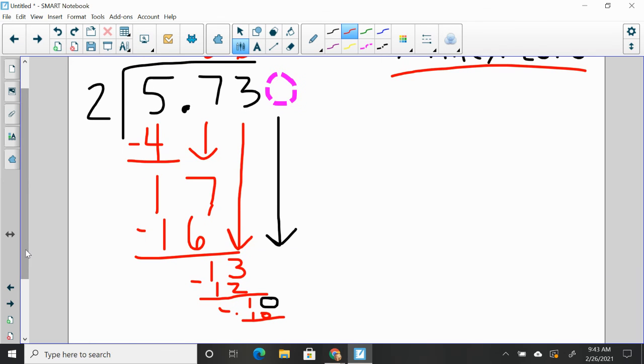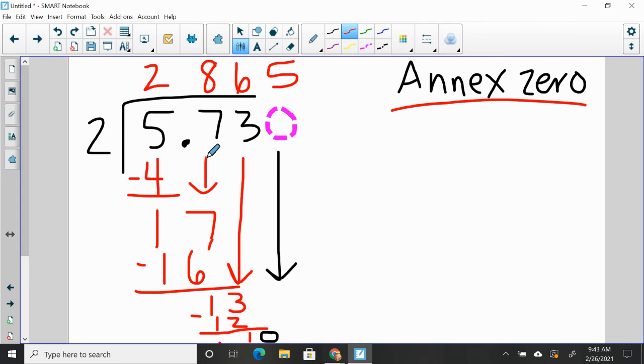So that's what happens if you end up with a leftover and there's nothing else to bring down. You add an annex 0 to the end of your dividend and drop that down until it divides evenly.